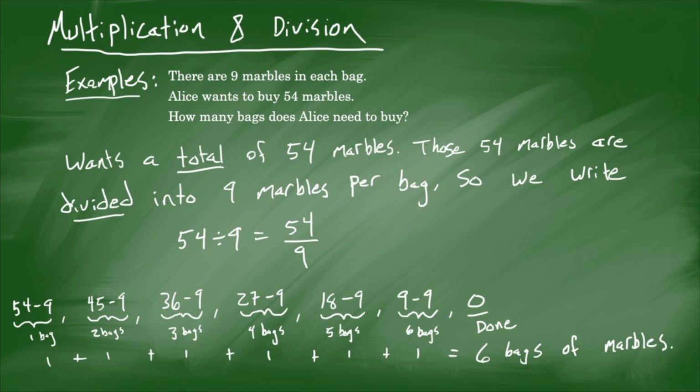54 minus 9, one bag. 45 minus 9, 2 bags. 36 minus 9, that'd be 3 bags. 27 minus 9, 4 bags. 18 minus 9, 5 bags. 9 minus 9, we're at 6 bags. 9 minus 9 is 0, so we're done. So 1 plus 1 plus 1 plus 1 plus 1 plus 1, 6 bags. So Alice would need to buy 6 bags of marbles if each bag contains 9 in order to get to a total of 54.